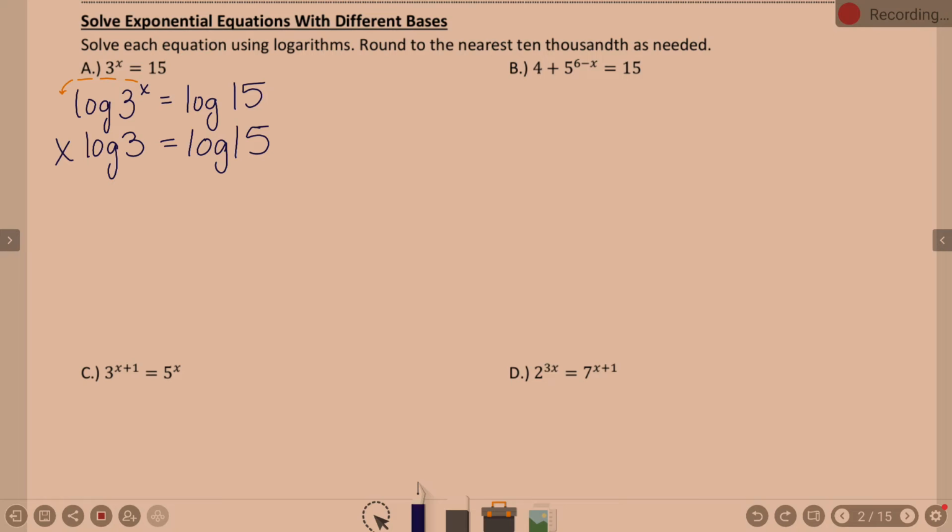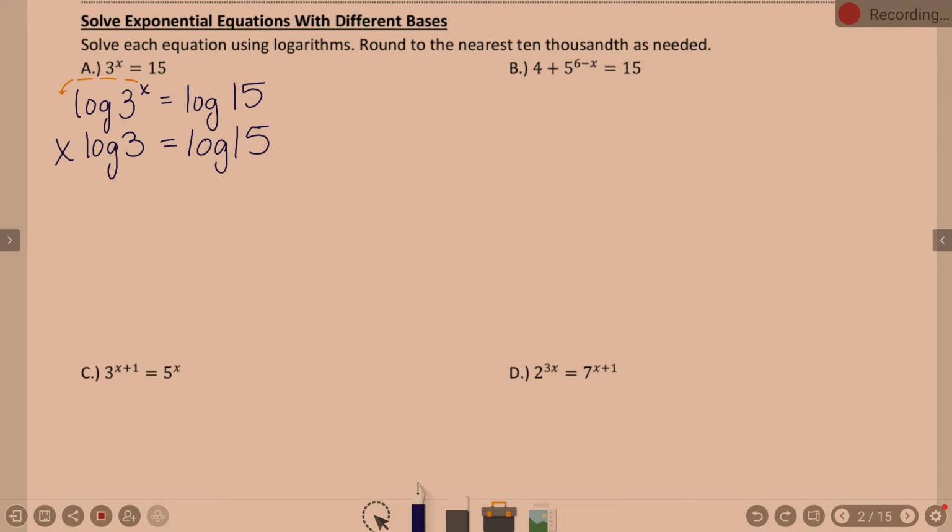Okay, we divide by log of 3. And here's the deal, guys. Log of 3, we don't know what it is, but log of 3 is a number, correct? Log of 15 is a number. I haven't written the decimals out for them, but they're just numbers.